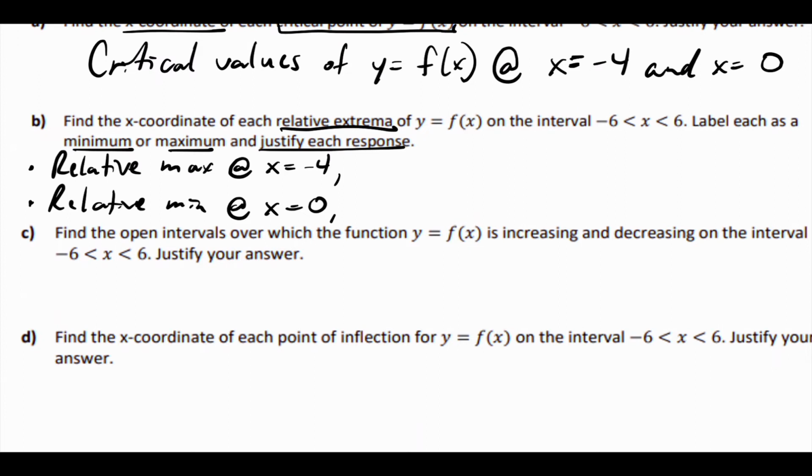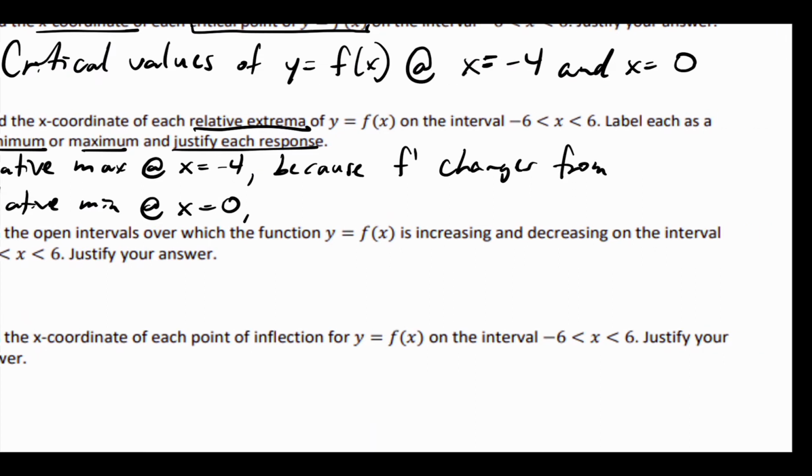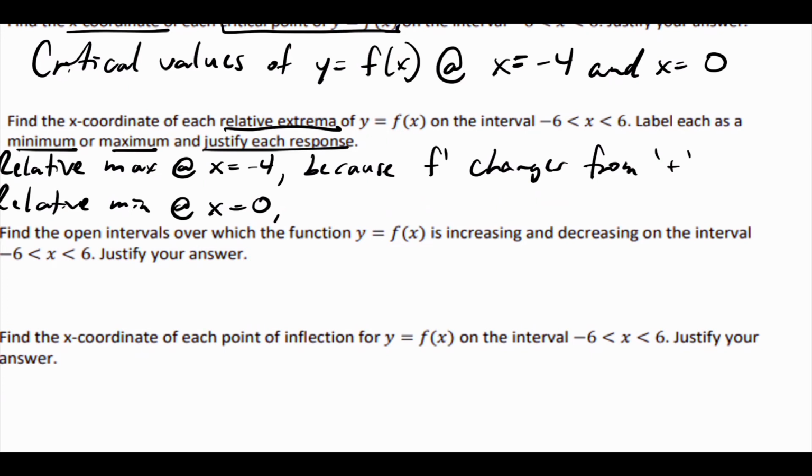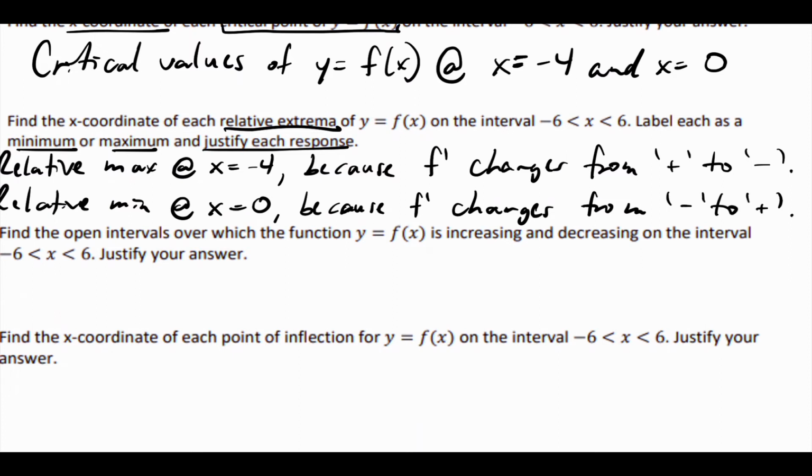It's right here. It's a maximum because f prime changes from, and you don't need to look up here because it's written in your notes, positive to negative. And then a minimum because f prime changes from negative to positive. Those are the definitions of a relative maximum and relative minimum.